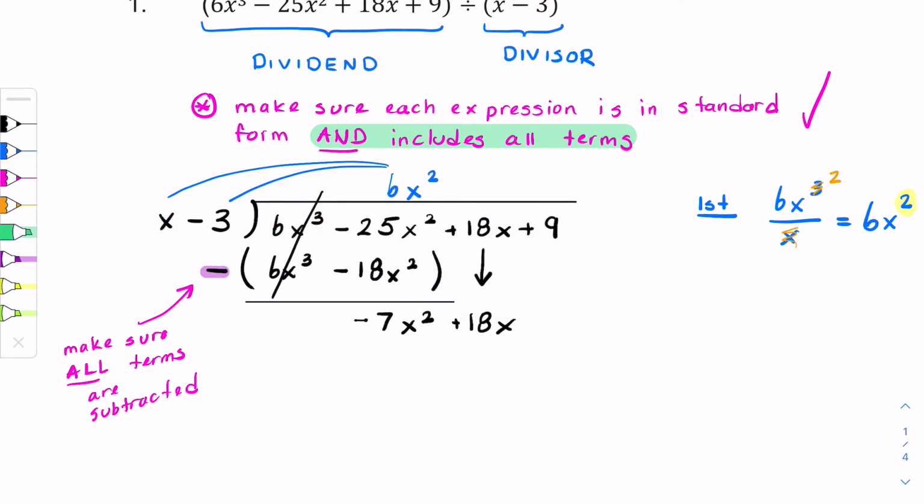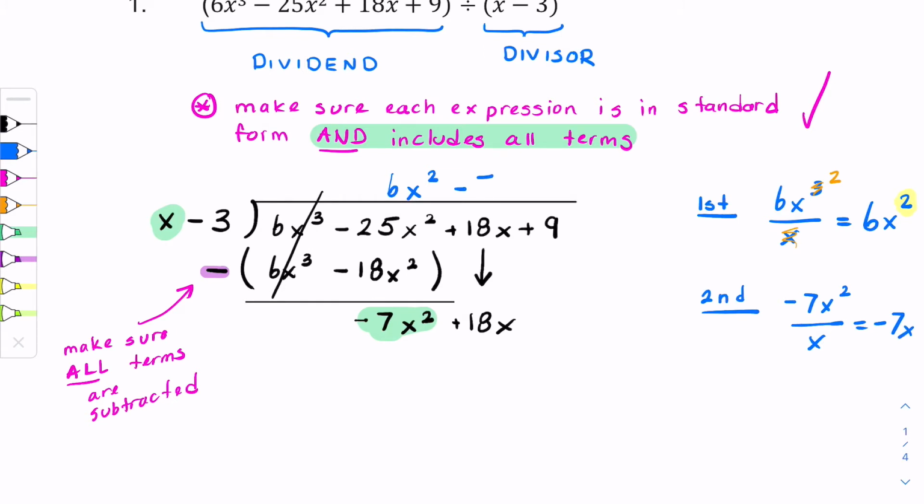Next, I'm going to look at the first term in my new dividend. This is my new dividend. It's what's left over. So the first term in my new dividend divided by the first term in my divisor. This is going to be the second term of my quotient. I have negative 7x squared divided by x. When I simplify this, I have negative 7x, which is the second term of my quotient. Negative 7x times x is negative 7x squared. Make sure those are the same. Negative 7x times negative 3 is positive 21x.